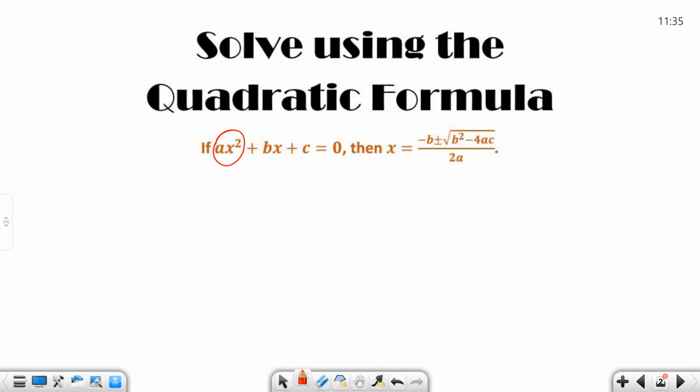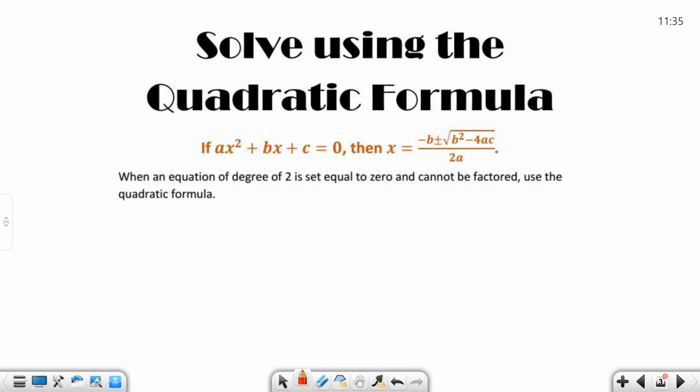Okay. So ax squared, that a can't be 0 or it won't be a quadratic. That's why it's called that, because it's got the x squared term there. All right. So when an equation of degree 2 is set equal to 0 and cannot be factored, use the quadratic formula. Notice I said it cannot be factored. If it can be factored, I'd much rather factor it. But I am actually going to do an example just to show you, hey, it's the same thing. It doesn't prove anything, just whatever.